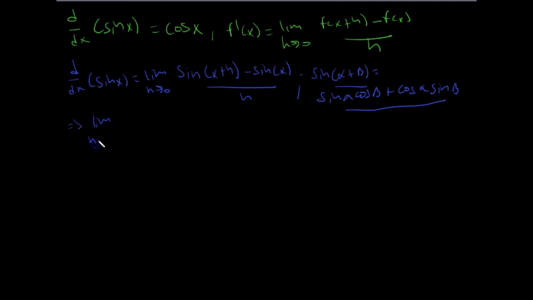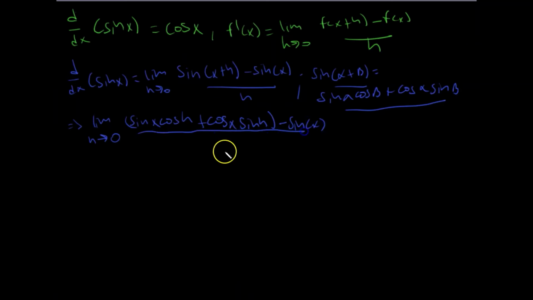We have the limit still, as h goes to 0, of sine x cosine h, where x is the alpha and h is the beta in this situation. So sine x cosine h plus cosine x sine h. This is a quantity here. This is, once again, the result of this identity. And then we still have minus sine of x. And then this is still all over h.